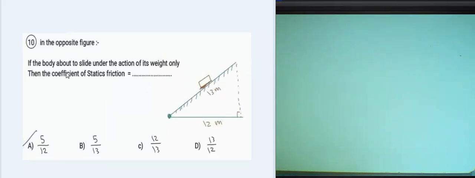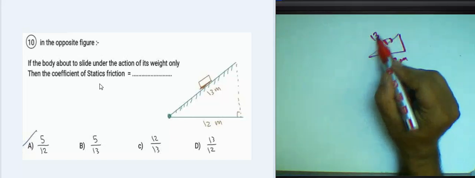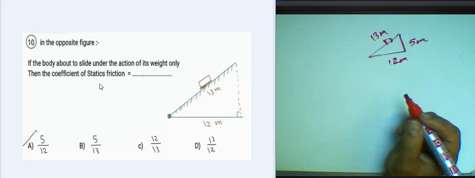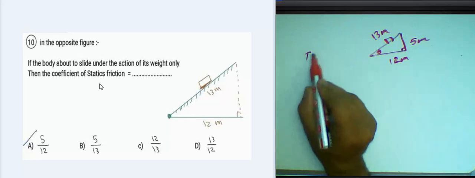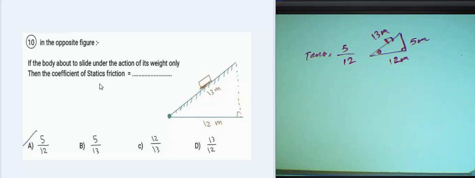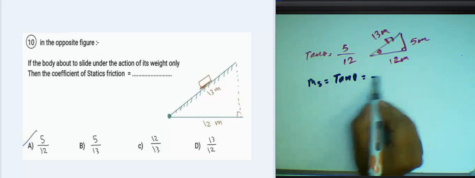Question 10. In the figure, the body is about to slide under the action of its weight only. Then the coefficient of static friction equals what? Okay, we have a triangle here, and the length here is 12 meter, and here 13 meter, it will be 5 meter here. The body is about to slide under the action of the weight only. This angle here will be theta, and we can find tan theta equals 5 over 12. The result will be 5 over 12. Why? Because he tells us the body is about to slide under the action of its weight only, meaning the coefficient of static friction equals tan theta equals 5 over 12.